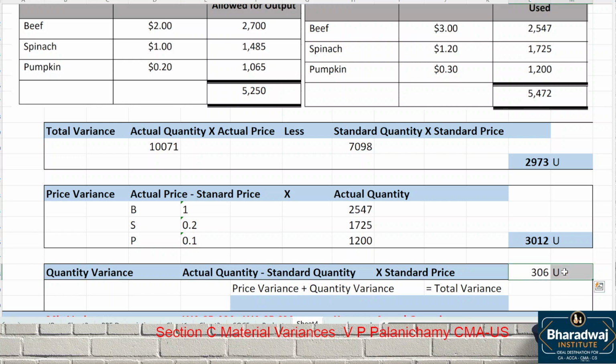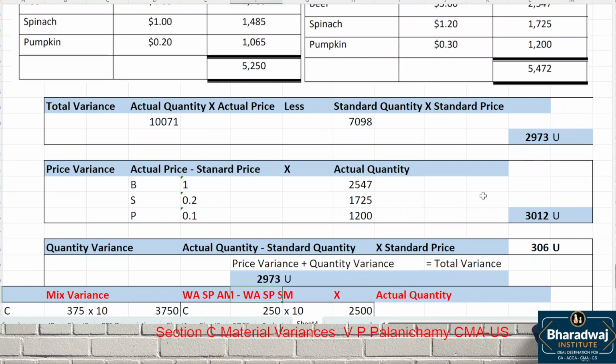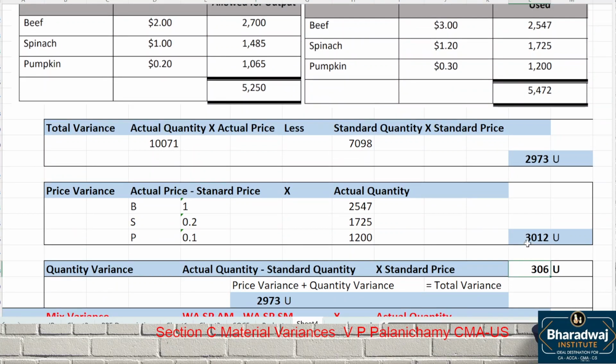So price variance is 3012, this one unfavorable. Quantity variance is this one, 39 favorable.